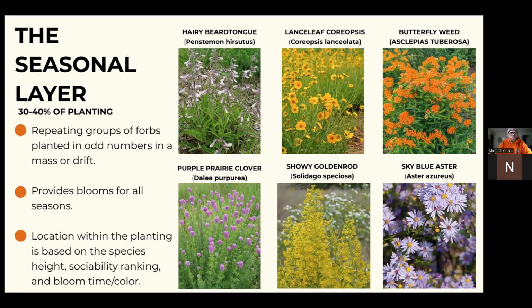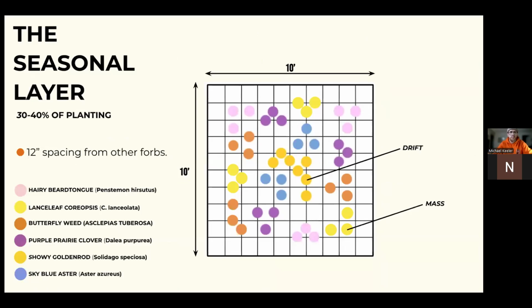So let's take a look at what this looks like on a 10 by 10. So again, we're sticking with 12-inch spacing for the forbs. This is true for almost all of them. There's exceptions, things like blue false indigo. We give that more space right from the get-go. It gets a little bit larger, acts a little bit more like a shrub.